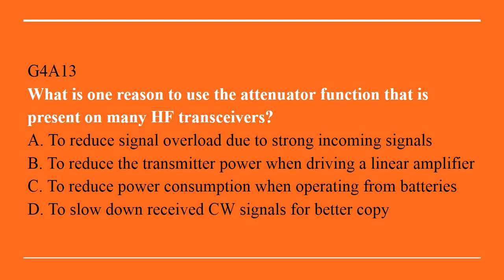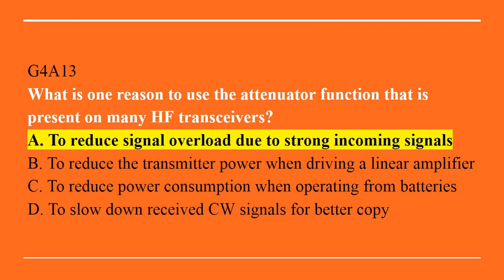G4A13. What is one reason to use the attenuator function that is present on many HF transceivers? A. To reduce signal overload due to strong incoming signals. B. To reduce transmitter power driving a linear amplifier. C. To reduce power consumption when operating from batteries. Or D. To slow down received CW signals for better copy. Answer is A. To reduce signal overload due to strong incoming signals.